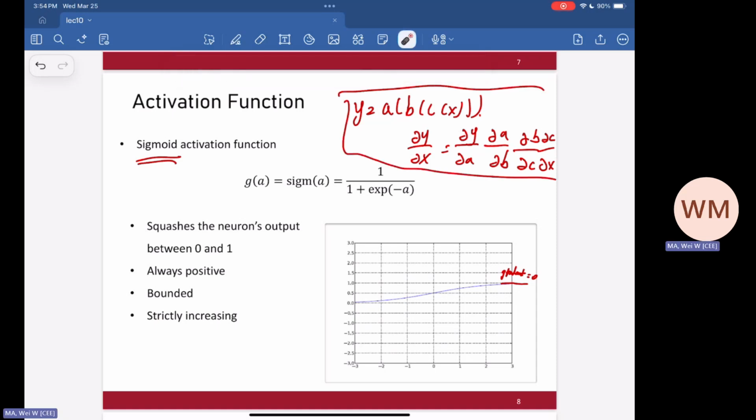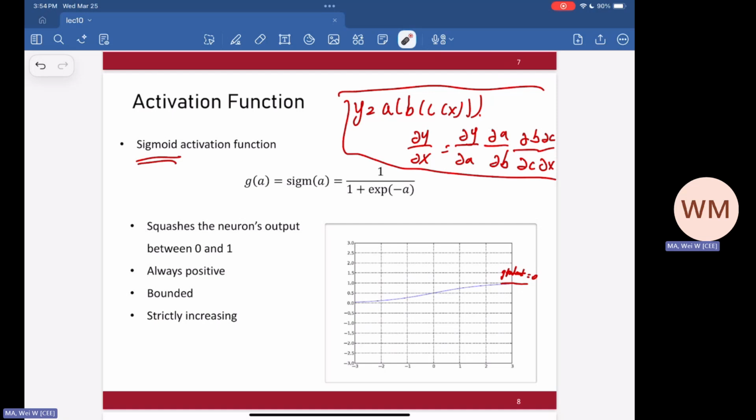So what happens if, in the middle of the chain rule, one of the gradients equals 0? If you find something in the middle equals 0, then this whole gradient becomes 0. We call this gradient vanishing. This happens a lot in neural networks with multiple layers.